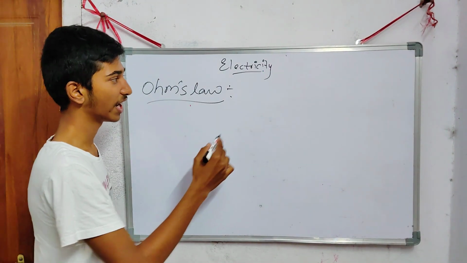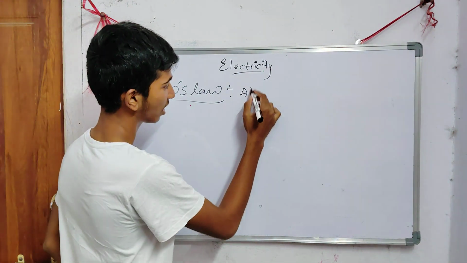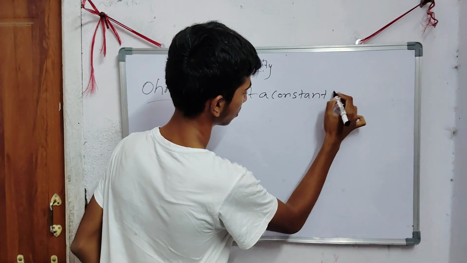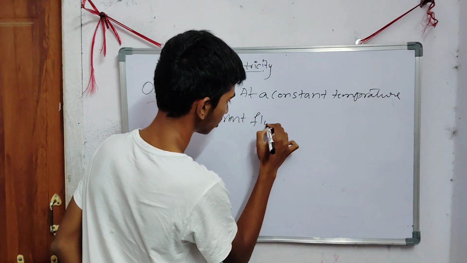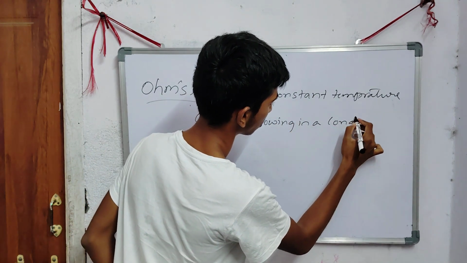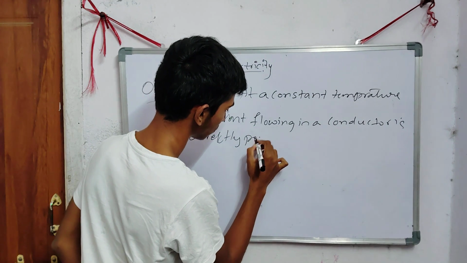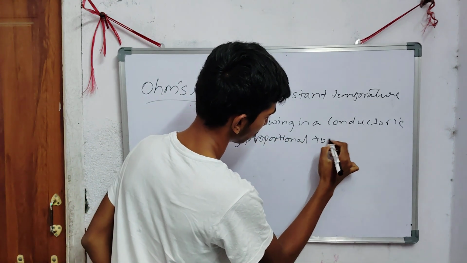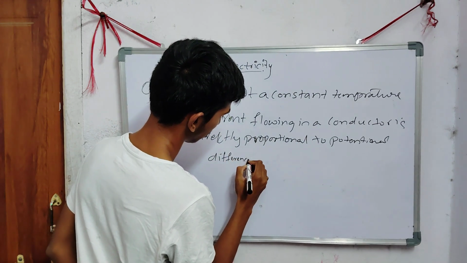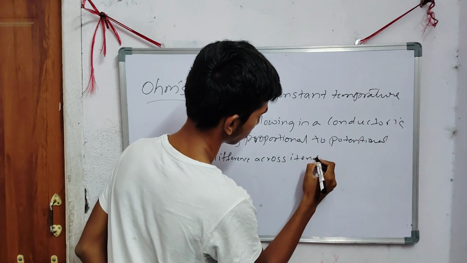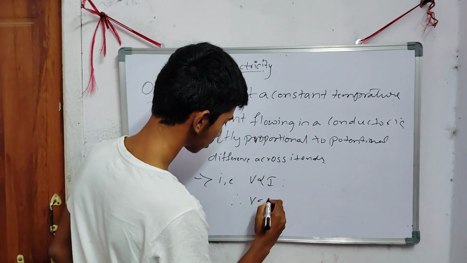The next topic is Ohm's law. At a constant temperature, the current flowing in a conductor is directly proportional to the potential difference across its two ends, i.e. V proportional to I, and therefore V equals IR according to Ohm's law.